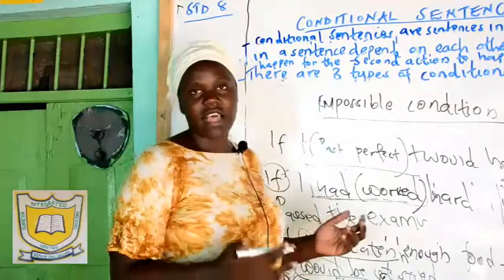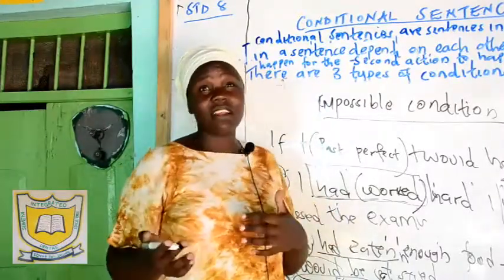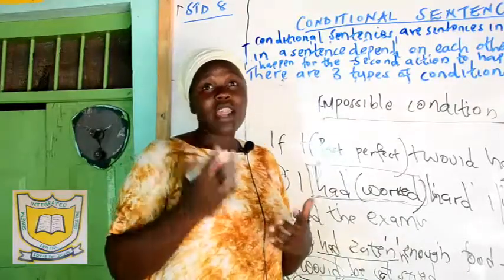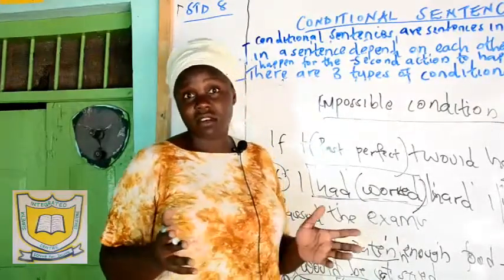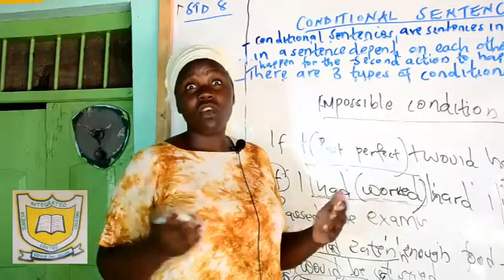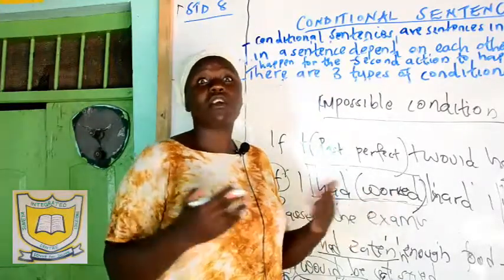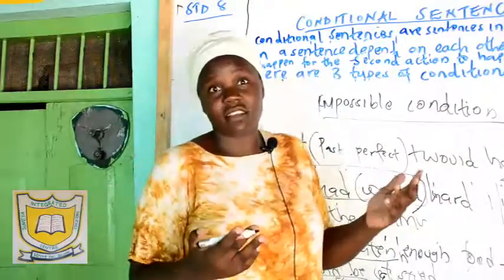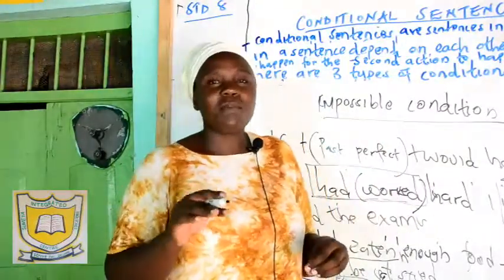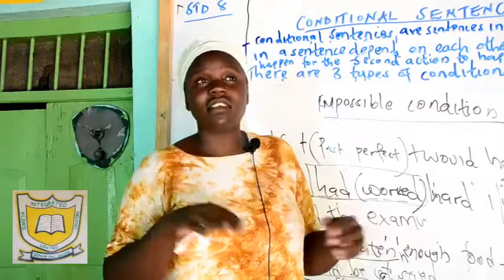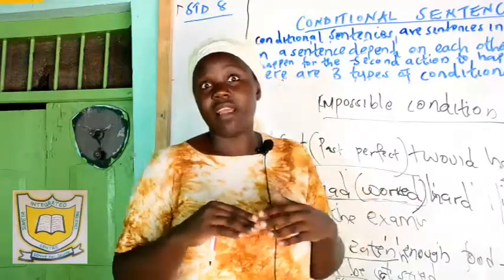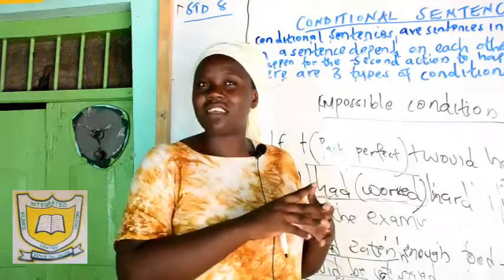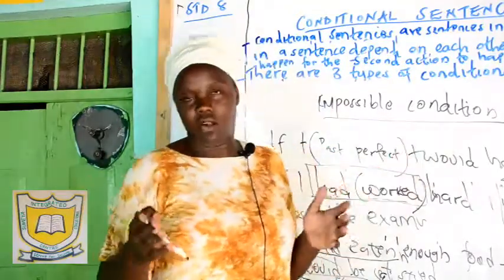If I had run fast, I would have won the competition. Now, you will ask yourself, did I run fast? No. Did I win the competition? No. So why didn't you win the competition? Because you did not run fast. What does that mean? The impossible condition, those two actions cannot take place. Why? Because the chances that you had for the actions to take place are no longer available.